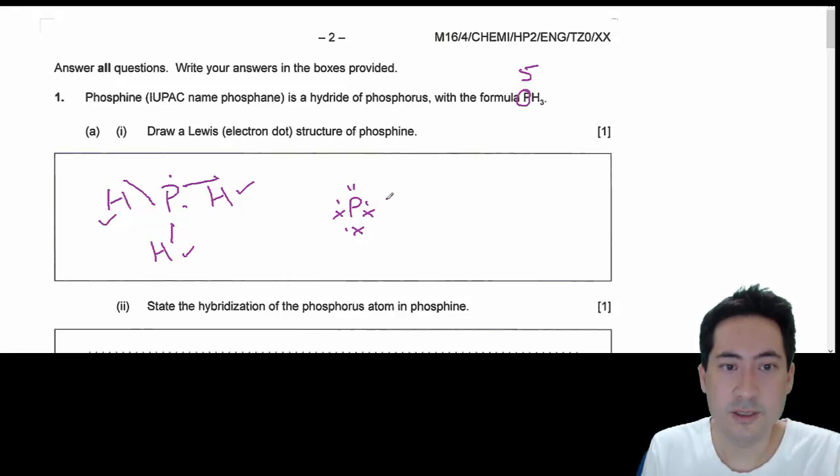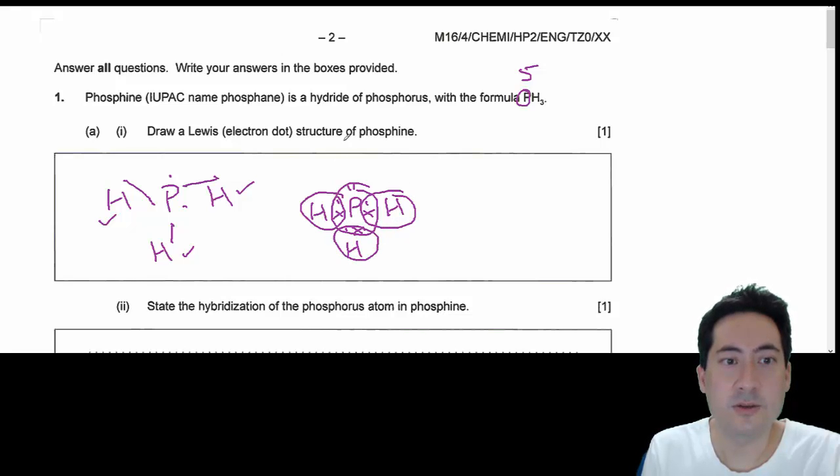Make sure the dots are not lines, just in case the marker thinks that's a double bond. And then you just do the circles overlapping, and that's your electron dot structure. Okay, so that's it for the standard levels.